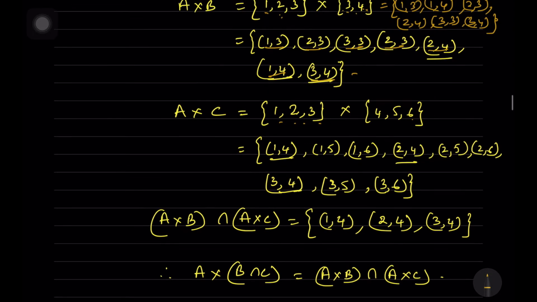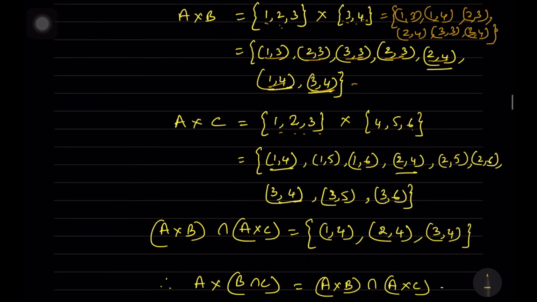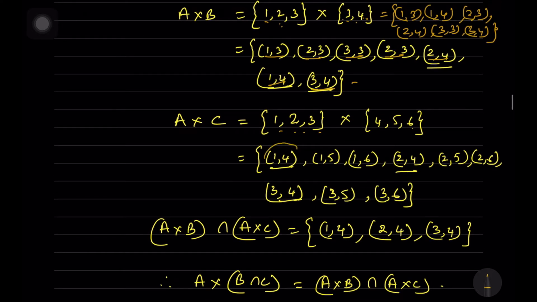So what is A cross B intersection A cross C? What is common in both of them? We'll just round off both of them. Now here there is (1, 4) over here. Here also there is (1, 4). So we are rounding it off.